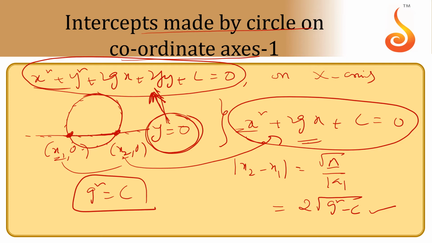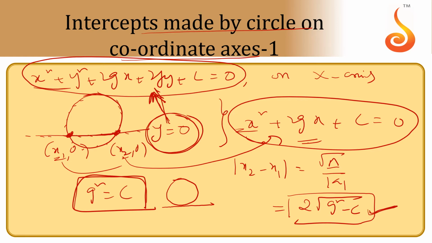What do you mean by discriminant 0? Discriminant 0 means the x-axis meets the circle in two coincident points. That is nothing but tangency. So I can use g square equals c as the condition for tangency for the x-axis. So if a person says that the x-axis is a tangent to the circle, g square equals c is the condition. And what is the length of the x-intercept? If the circle meets the x-axis in two distinct points, the intercept made by the circle on the x-axis will be 2 root g square minus c.